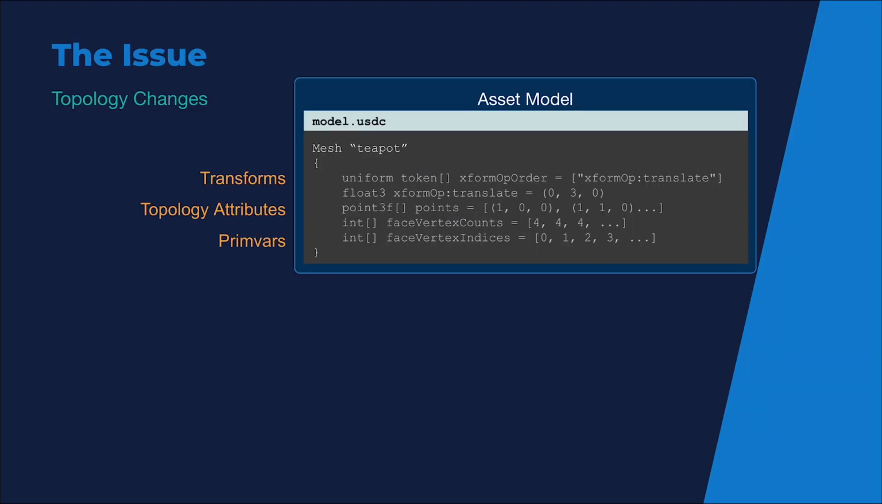Let's dig into why topology changes were an issue. At the asset level, geometry was fully defined in USD. This included point positions, topology information, and some USD prim vars.